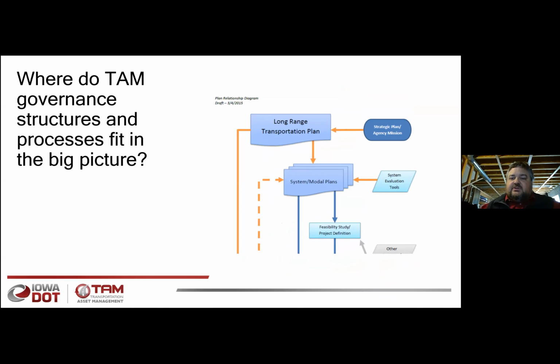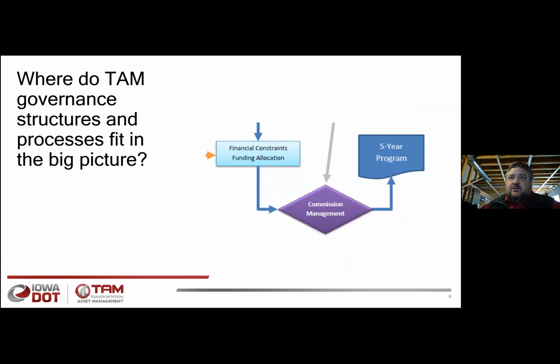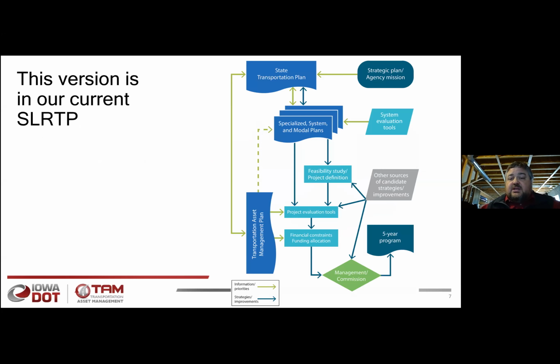So, we zoom in here on the long range plan. Again, that is informed by the agency's strategic vision. And then, like I said, it culminates in that 5-year program or that STIP. That first goes through a management level approval and then is ultimately approved by our citizen commission that oversees and authorizes the projects and programs that are going to be funded in the next 5 years. So that was the initial version of that diagram.